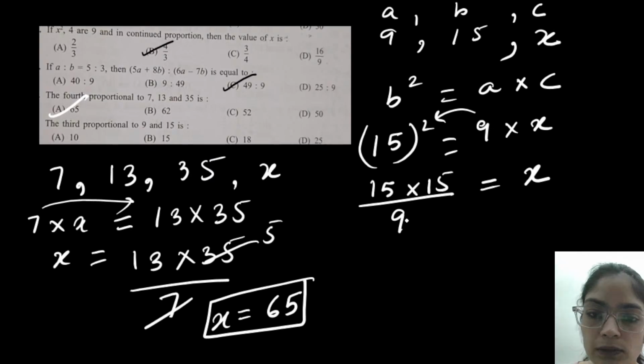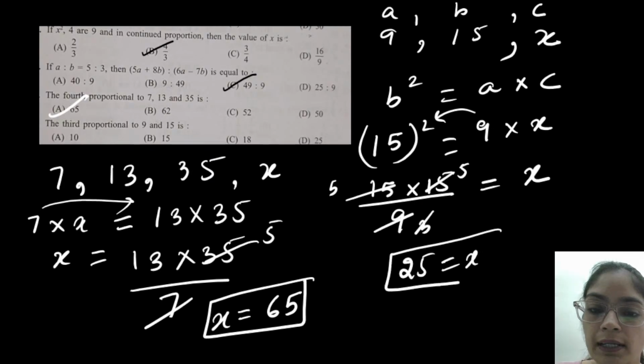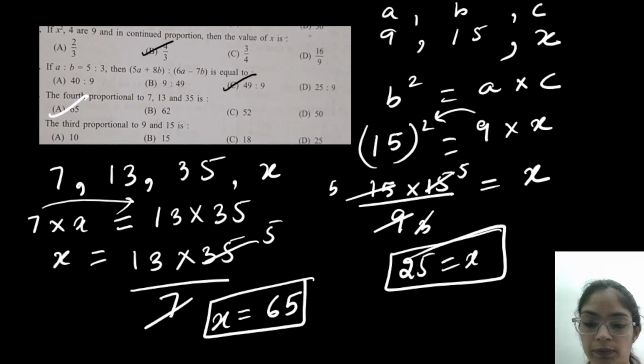Now we can just do cancellation. 3's table, we can do 3 into 3, 9. 3 into 5, 15. Then again 3 into 1, 3 into 5. So 5 into 5 is 25. So x value we got equals to 25. So x value is equals to 25. So D option is the answer. Option D.